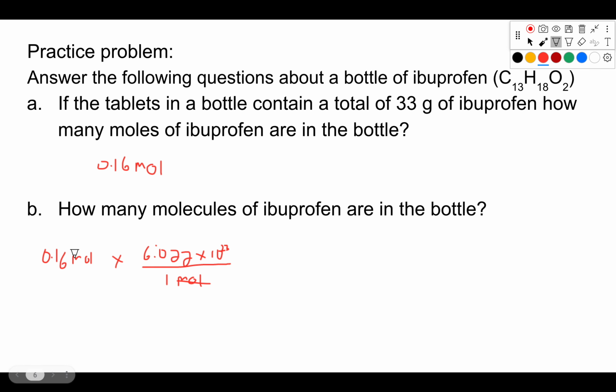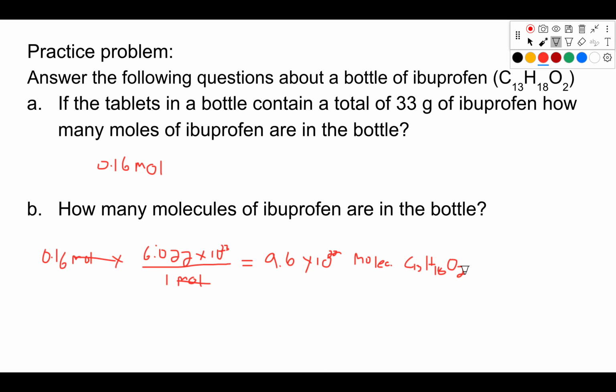So our moles cancel, and we are left with our molecules, which, if you do the math, comes out to about 9.6 times 10 to the 22nd molecules of ibuprofen, C13H18O2.